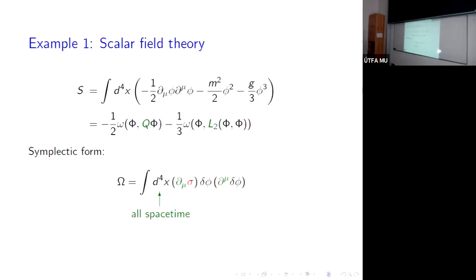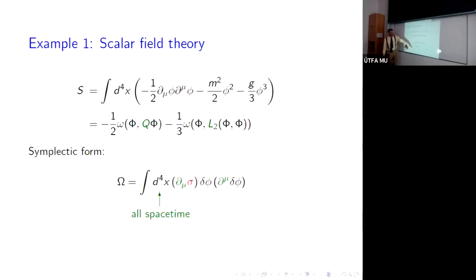So now we'll give a few examples. We'll start with phi cube theory. Phi cube theory can be written in this form if you want to be formal. You can find the omega, the Q, and the L2 such that the phi cube action looks like this. Then you can plug into our formula to compute the symplectic form, and you find this.